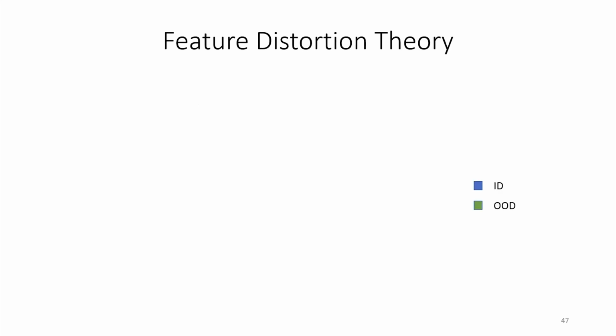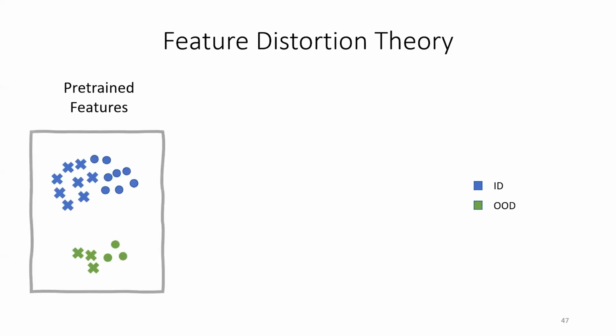This is a very high-level visual illustration of why fine-tuning can do poorly. Suppose we have these pre-trained features where blue is in distribution and green is out of distribution, and the circles and crosses represent different classes. Fine-tuning starts off by first adding a head that tries to map these features to a label for your task, positive or negative. And the head is usually initialized at a fixed value or randomly. Fine-tuning then updates both the head and the features of the model. It updates the whole model.